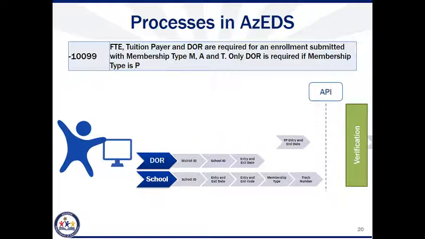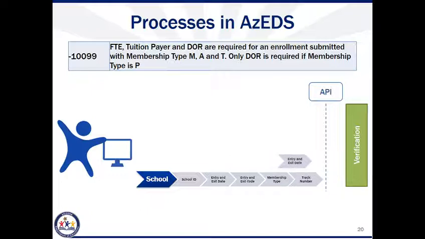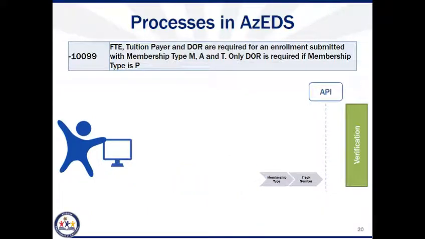And so as a result of integrity, the next day you would see this student on your integrity report with this 10099, because guess what? Membership type didn't make it. Where FTE, tuition, and DOR did make it, membership type did not. So this is simply a timing error. What will happen? Eventually the API will open up again after integrity and ACE have completed for that night, and then those elements of data should be able to go through the API. But for right now it's closed because integrity and ACE are processing.